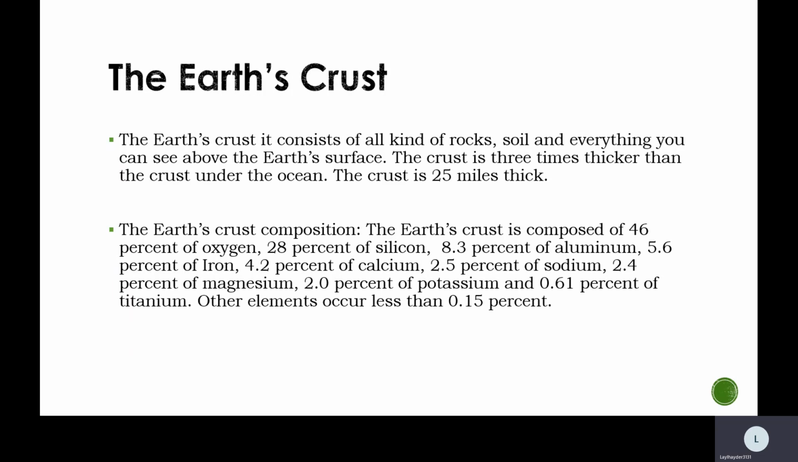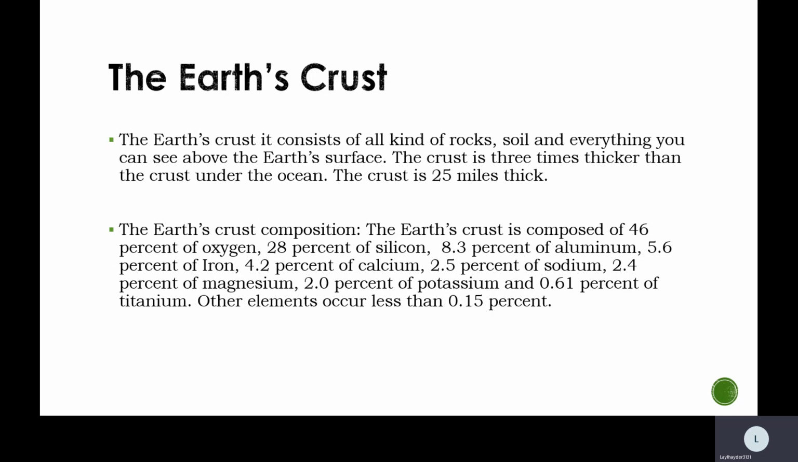The Earth's crust. The Earth's crust consists of all kinds of rocks and soil and everything you can see above the Earth's surface. The crust is 3 times thicker than the crust under the ocean. The crust is 25 miles thick.